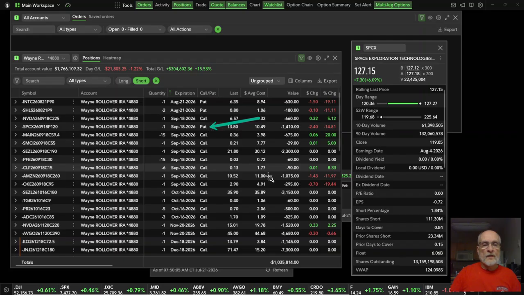And a put is an obligation to purchase the shares if the shares fall below the strike price, which for this contract I chose $120. So if the price of the SpaceX shares drops to or below $120 by the expiration date, which is September 18th, I would be obligated to purchase those shares. Currently, the shares are trading well above the $120.